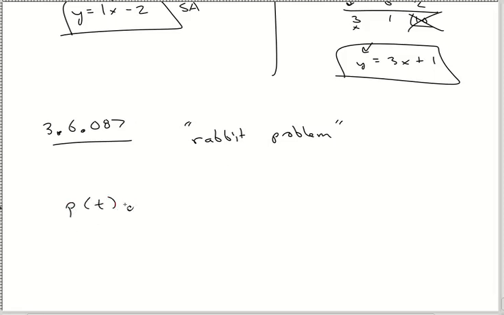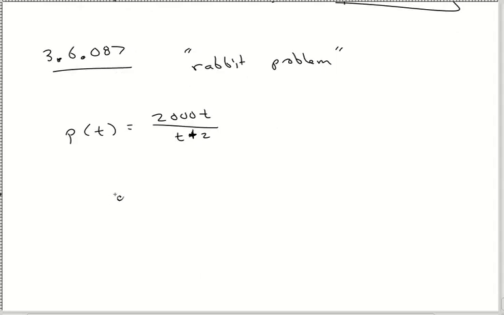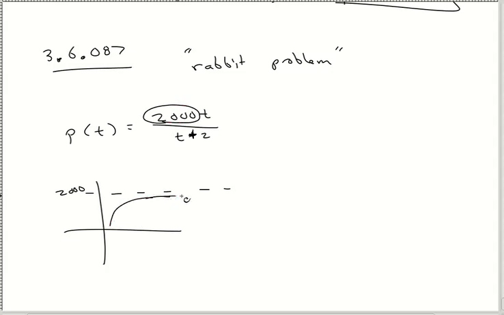Okay. P of t is equal to 2000t divided by t plus 2. What they're talking about is rabbits, making more rabbits, and population growth, and all that kind of stuff. I'm pretty sure there's a graph, and if they don't have one, I can create one very quickly. 2,000 is actually your upper limit, this number right here. And so what happens is that these rabbits grow until they reach 2,000, and then it's too much.